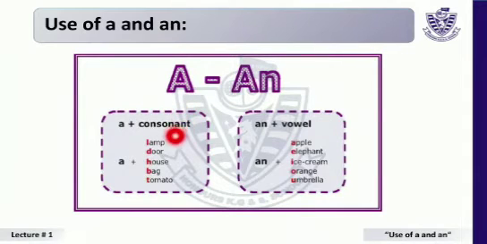We use a before those words whose first letter is consonant like lamp, door, house, bag, tomato. We use a before these words because the first letter of these words is consonant. We use an before those words whose first letter is vowel like apple, elephant, ice cream, orange, umbrella. We use an before these words.